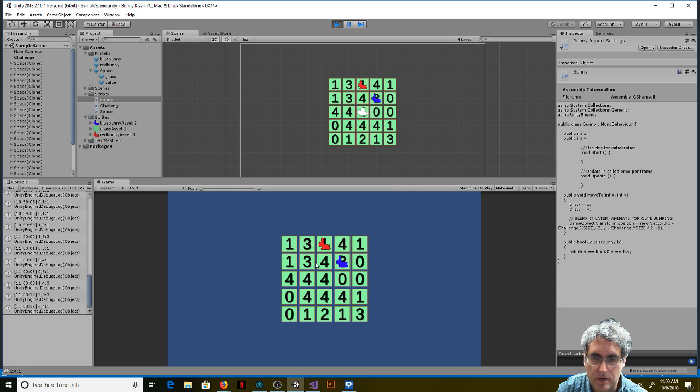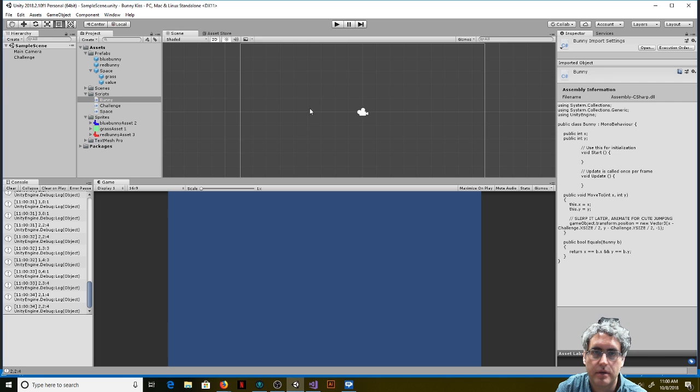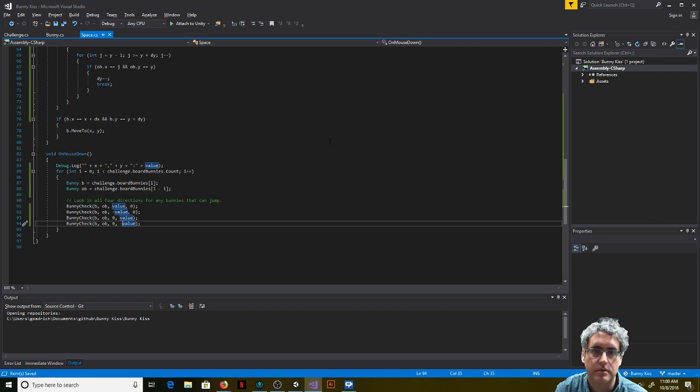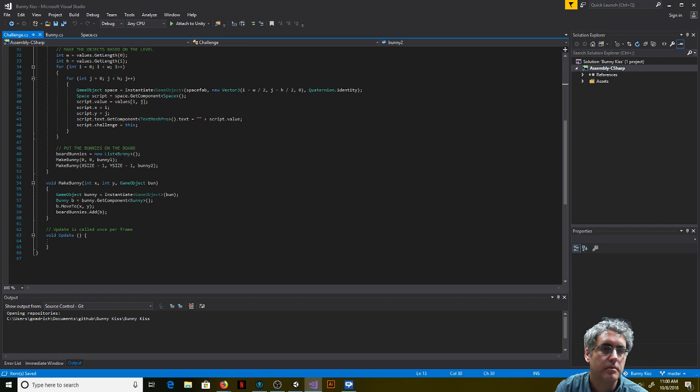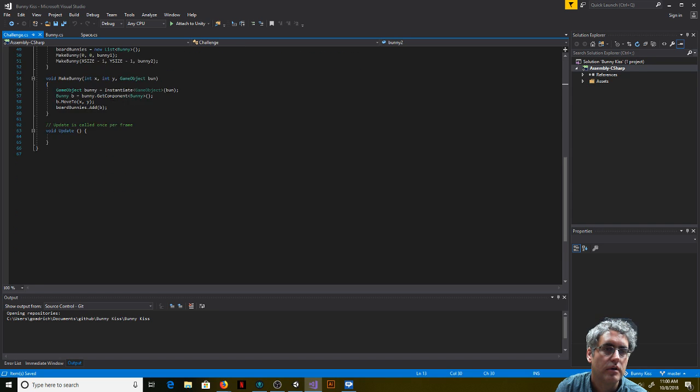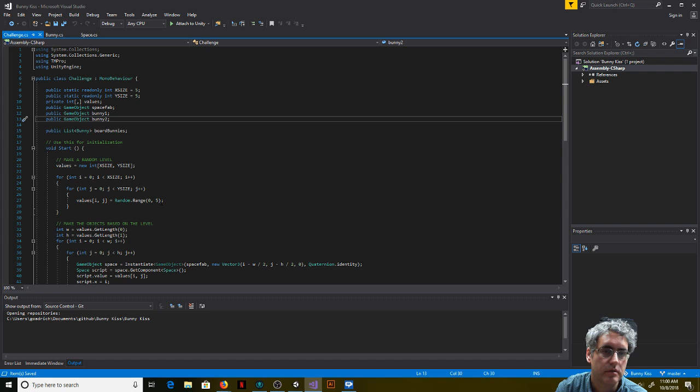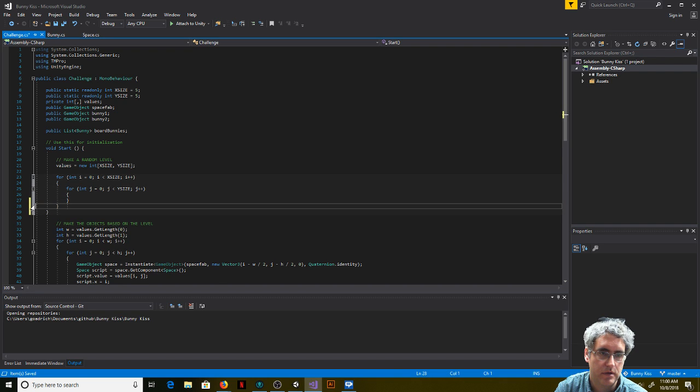Can I ever get them in the same row? I got them kind of stuck, didn't I? Okay, so let's go set up a test situation where I know I'm going to be able to jump some bunnies. Let's see, random range. Let's go 1 and 2. It's for testing, but I don't want to forget about it.